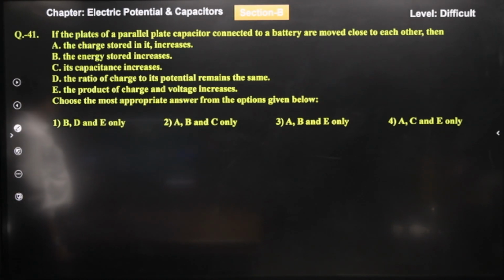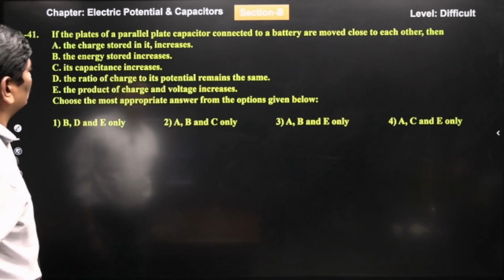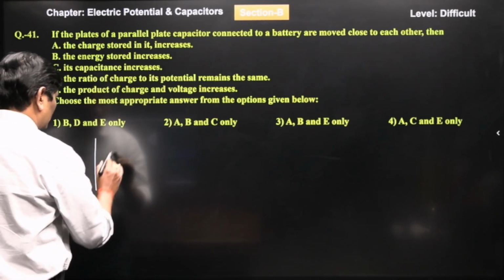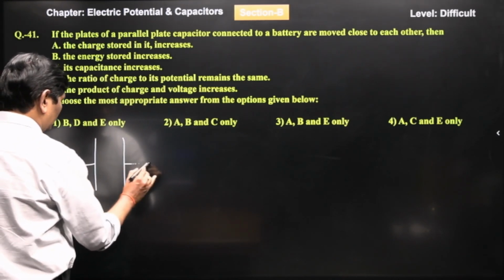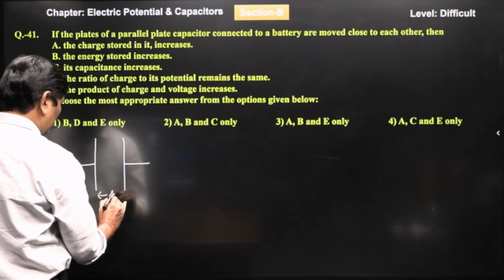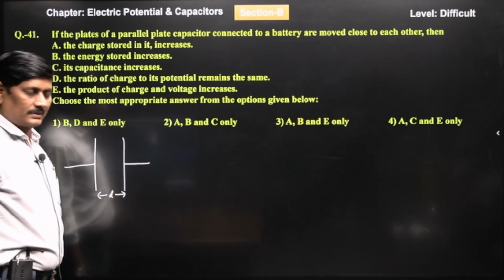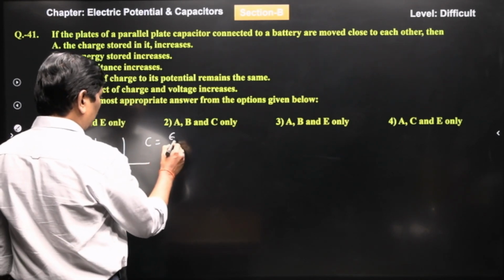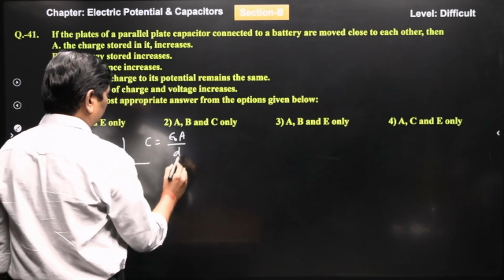Another question related to capacitors. I think this is from the electric potential and capacitor chapter. If the plates of a parallel plate capacitor connected to a battery are moved close to each other. This is a parallel plate capacitor. Between the plates, the distance of separation is d. In such a case, the capacity of the parallel plate capacitor is epsilon naught A by d.